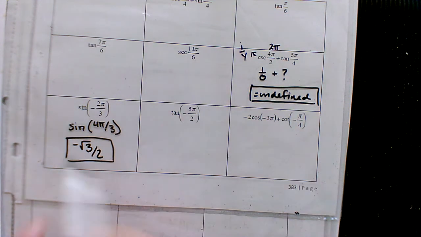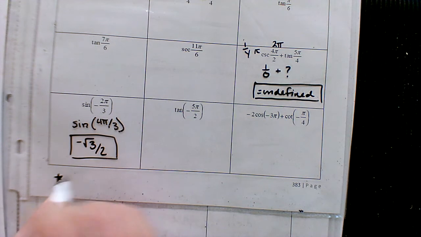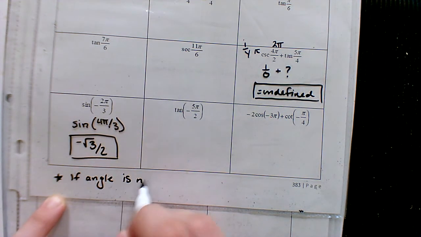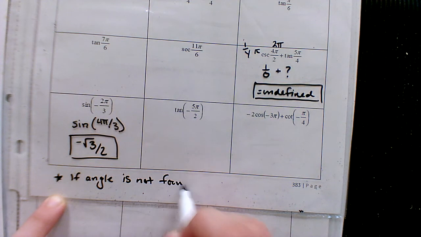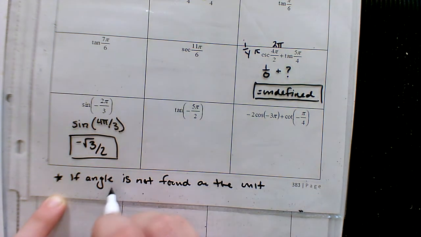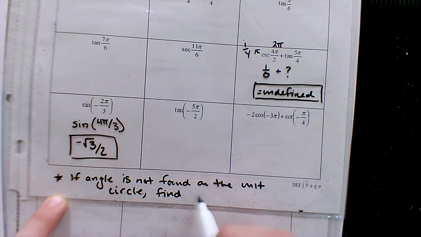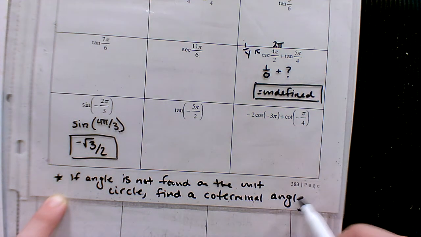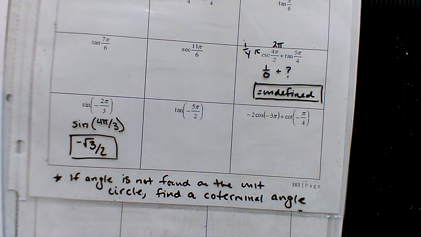Let's go ahead and figure out a coterminal angle. Maybe we'll note that down here. If an angle is not found on the unit circle, find a coterminal angle that is found on the unit circle.